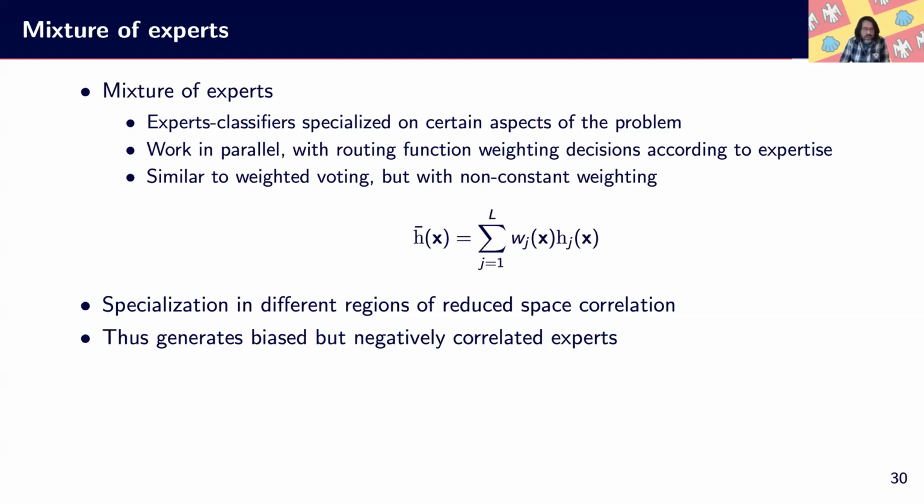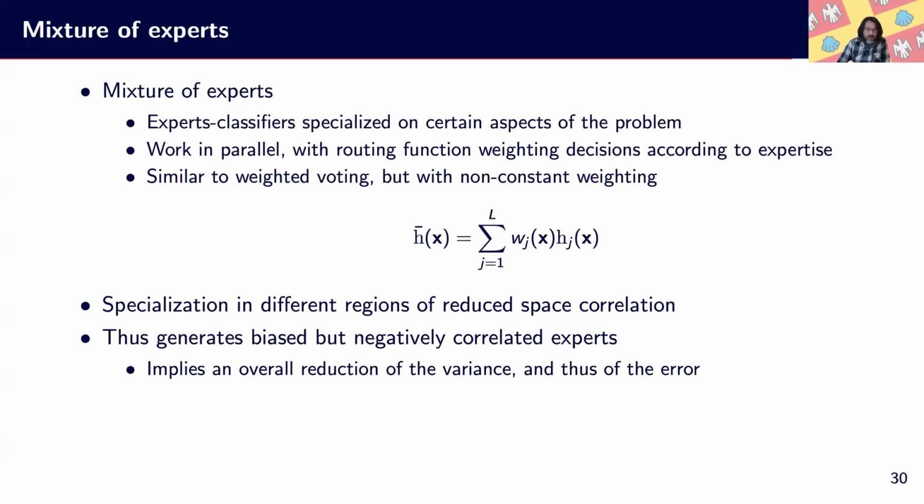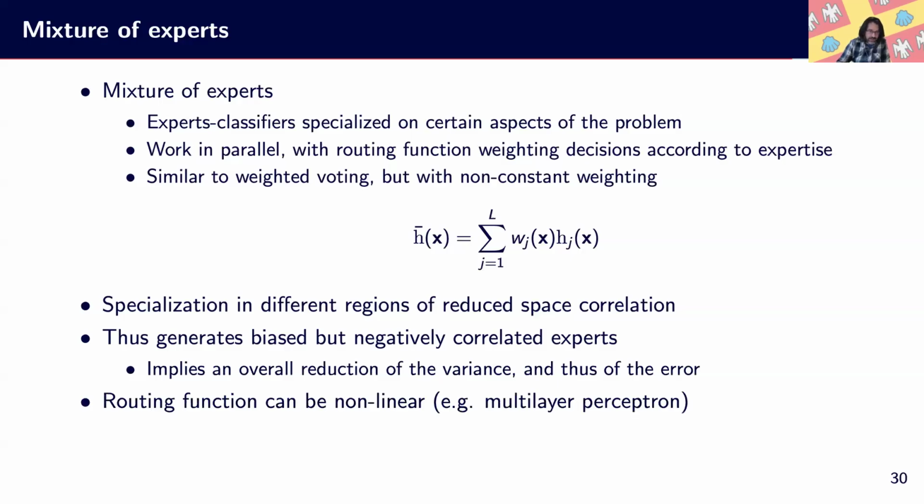This kind of approach aims at generating biased but negatively correlated experts. So they might be quite poor outside their expertise area, but can perform quite well in their own area. We can expect that there will be some bias in general over all the samples, but that's okay because the weighting would be reduced in the areas where they don't have the capacity to perform well. So overall, it implies a reduction of the variance, and so the error will be lower because we are able to get a good bias-variance trade-off.